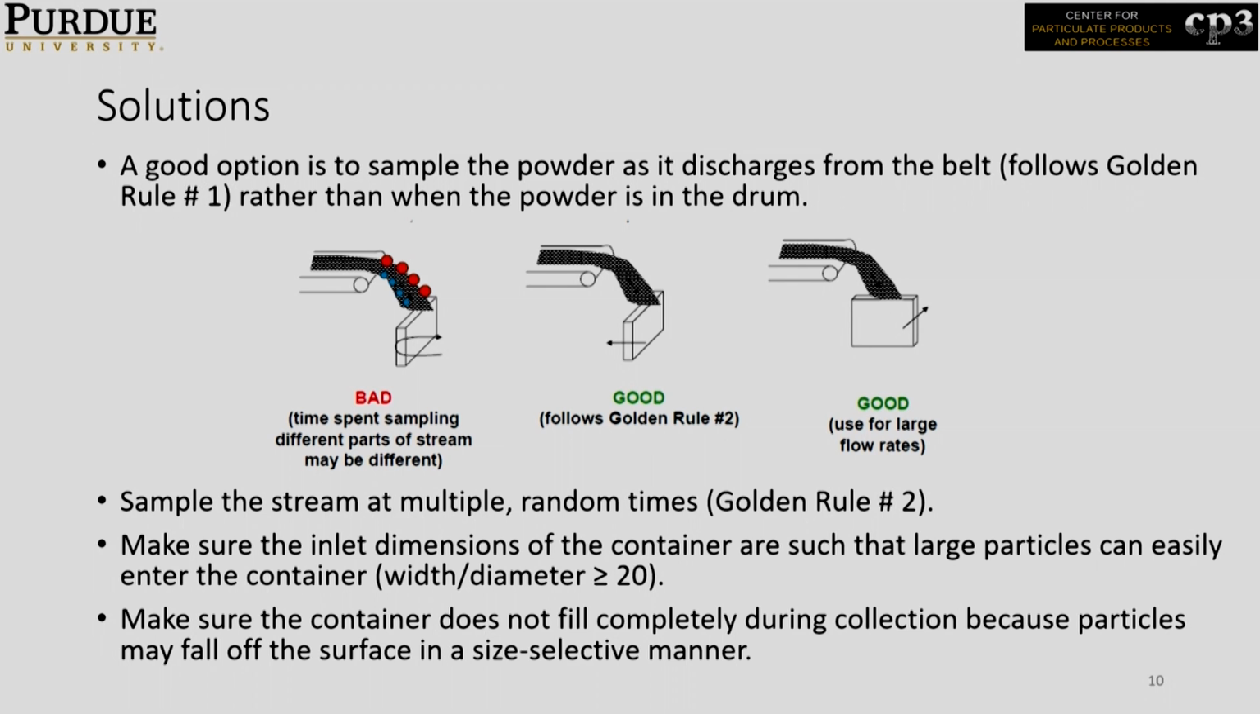Again, you don't want the container to be full when you are sampling. And why? Because you don't want any overflow from the container. So fill it only to about three-quarters, and then use it for subsampling.